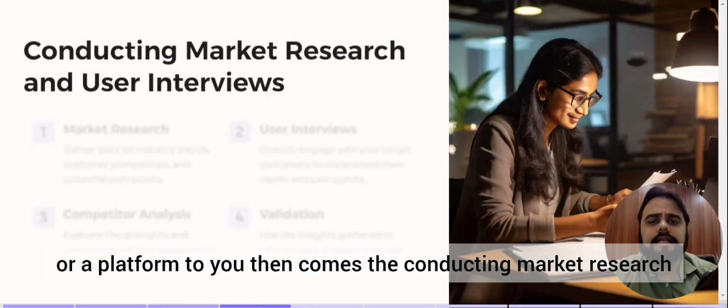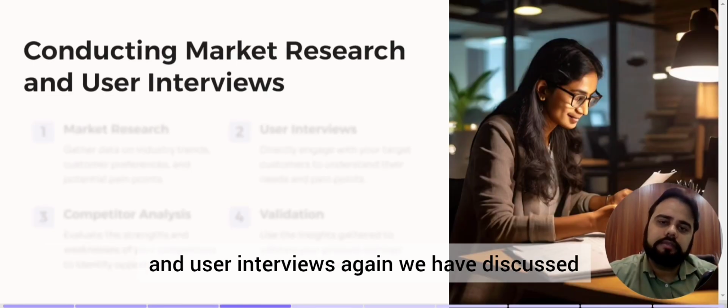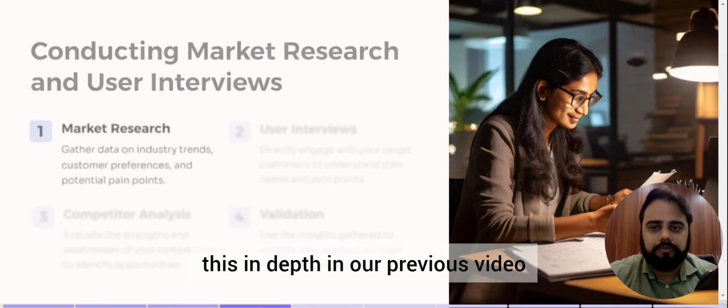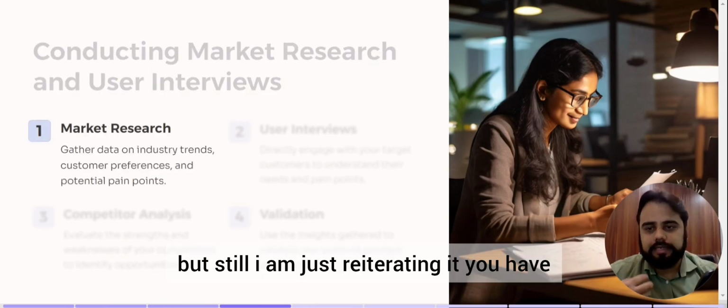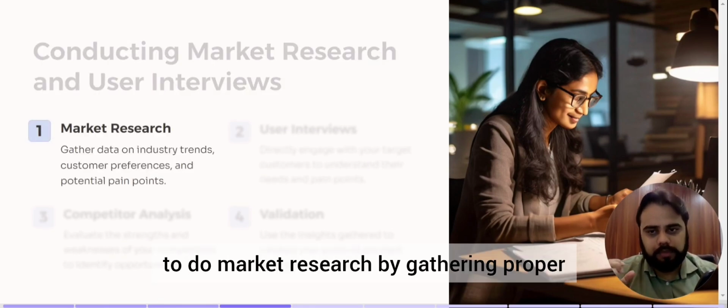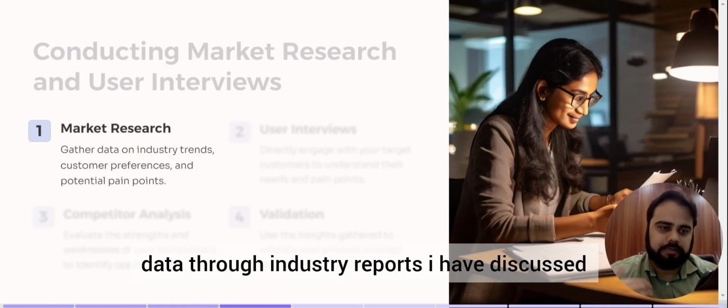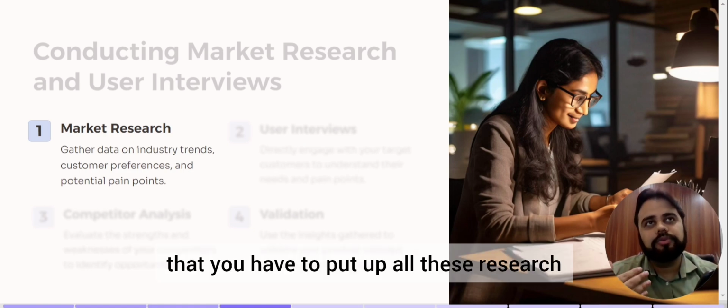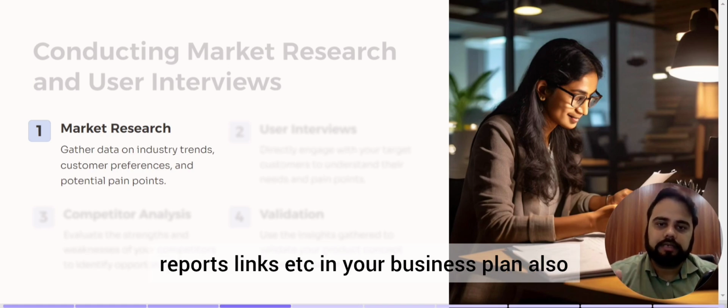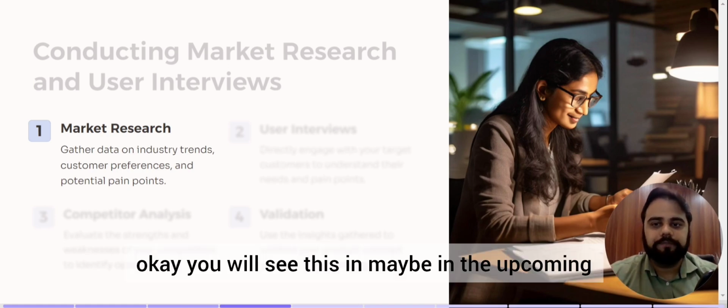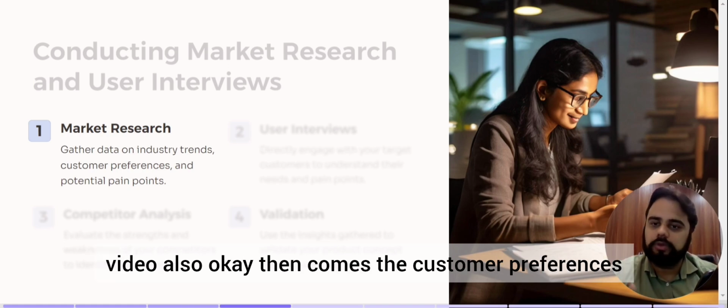Then comes conducting market research and user interviews. Again, we have discussed this in depth in our previous video, but I am still reiterating it. You have to do market research by gathering proper data through industry reports. I have discussed earlier that you have to put all these research reports, links, etc. in your business plan also. You will see this maybe in the upcoming video also.